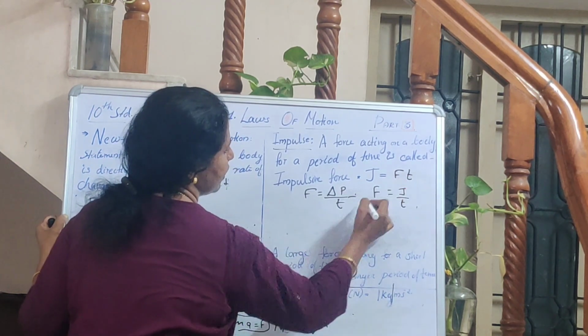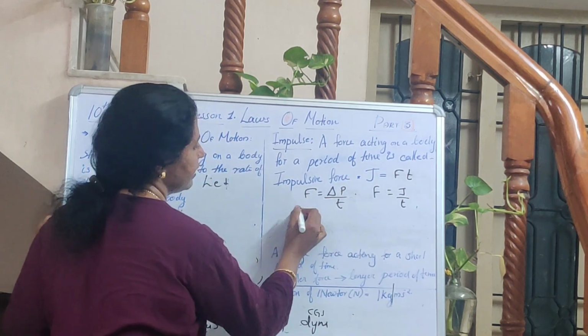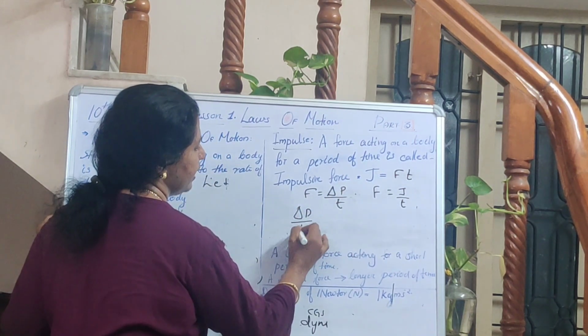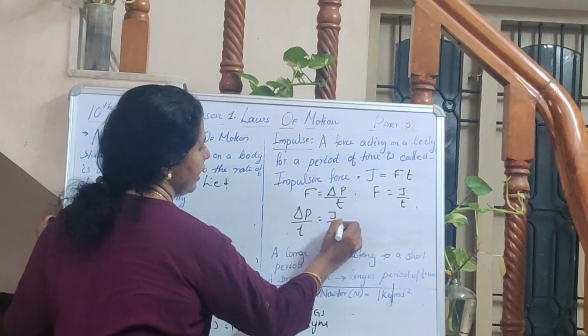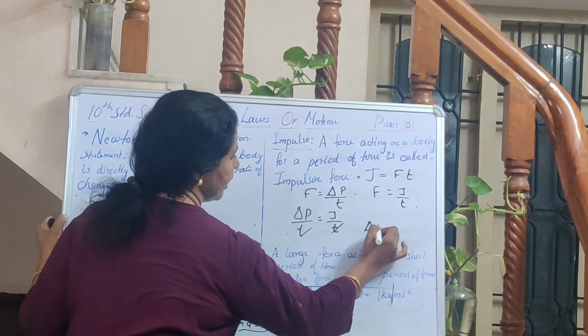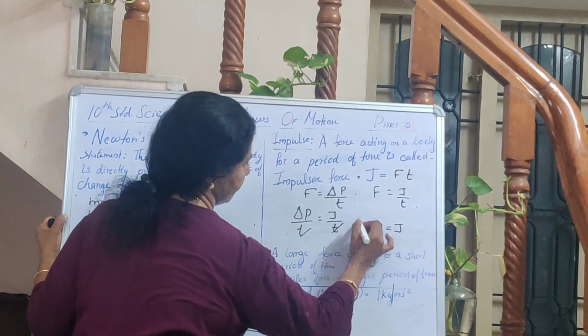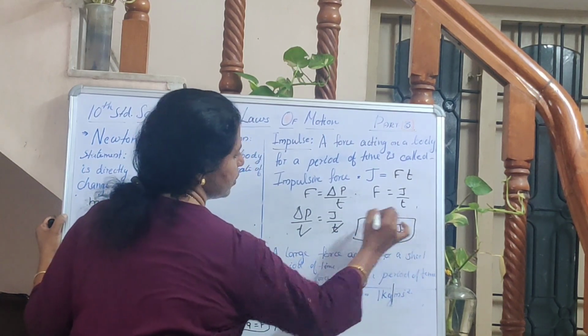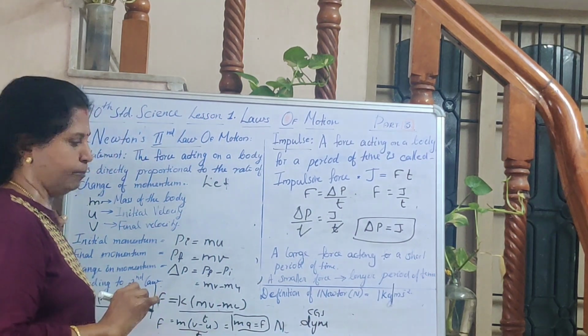So we can equate these two equations. We will get delta p by t is equal to J by t. So t gets cancelled, and then you will get delta p is equal to J. That is, impulse is equal to change in momentum.